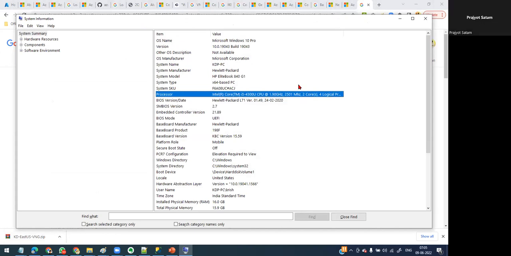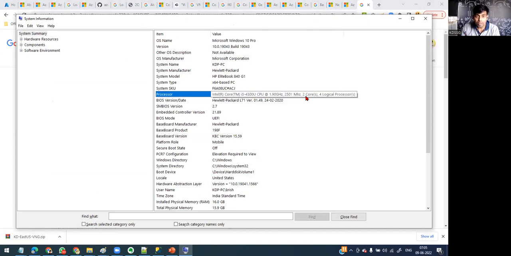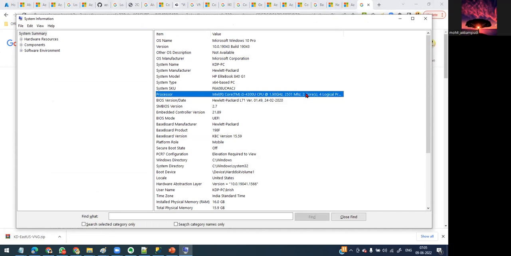So Mohit, even I have 4 cores. Mohit, you have 4 cores, right? Yes, 4 cores and 4 logical processors. 4 cores and 4 logical processors, not into 2. And Mohit, I'm just guessing.